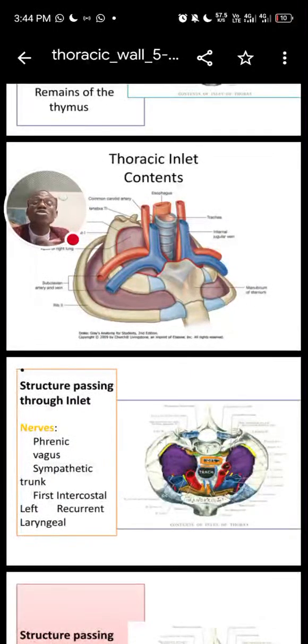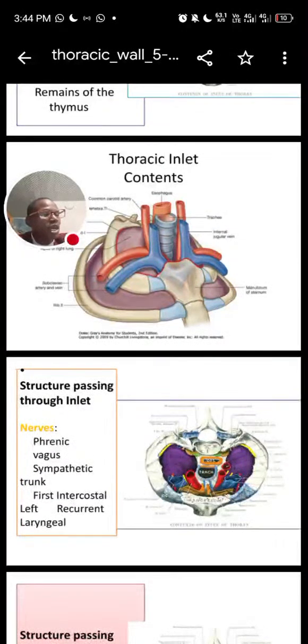There's also the esophagus passing through it. There's a remain of thymus. Okay, remains of thymus, and there's the esophagus. Okay, it should be root. Apices of the lung. This root is remains of thymus.